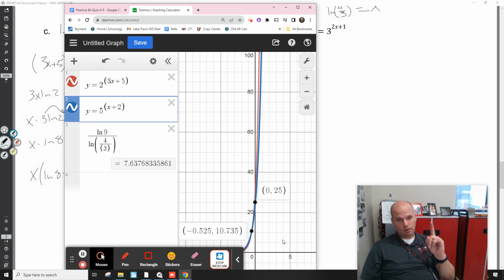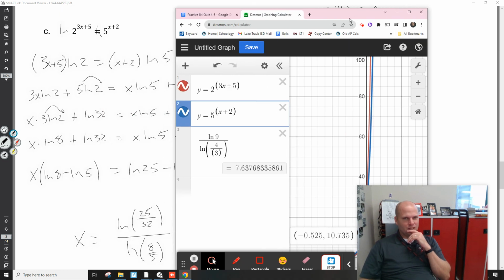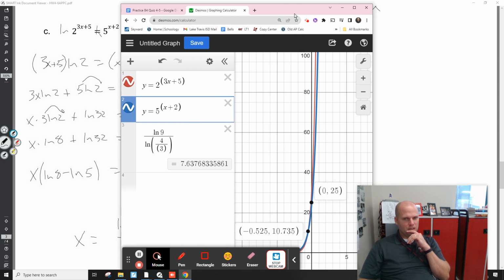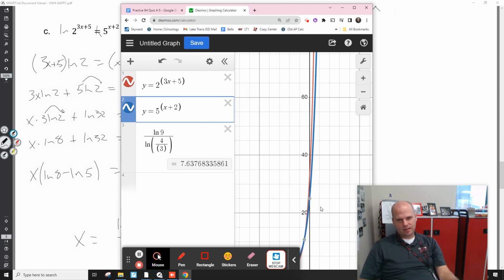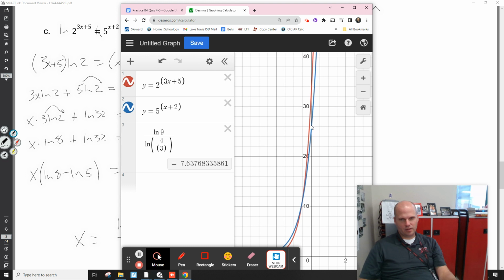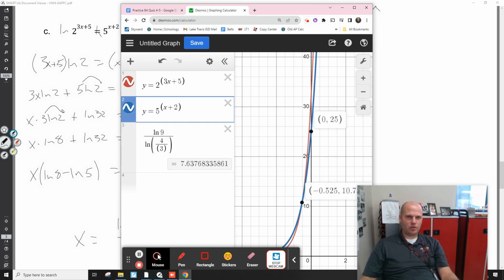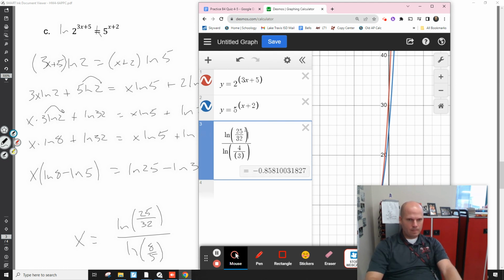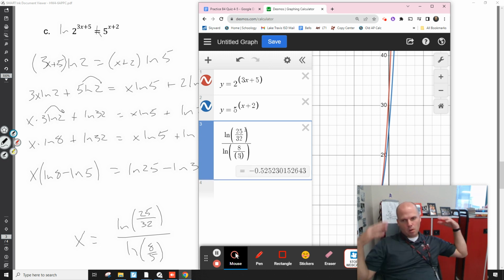They intersect at 0. That's not right. No, that's not right. They don't intersect at 0. This is just like the y-intercept of the blue one. They intersect right here at negative 5.25, which I will find is the same as log 25 over 32 over log 8/5. Bam!